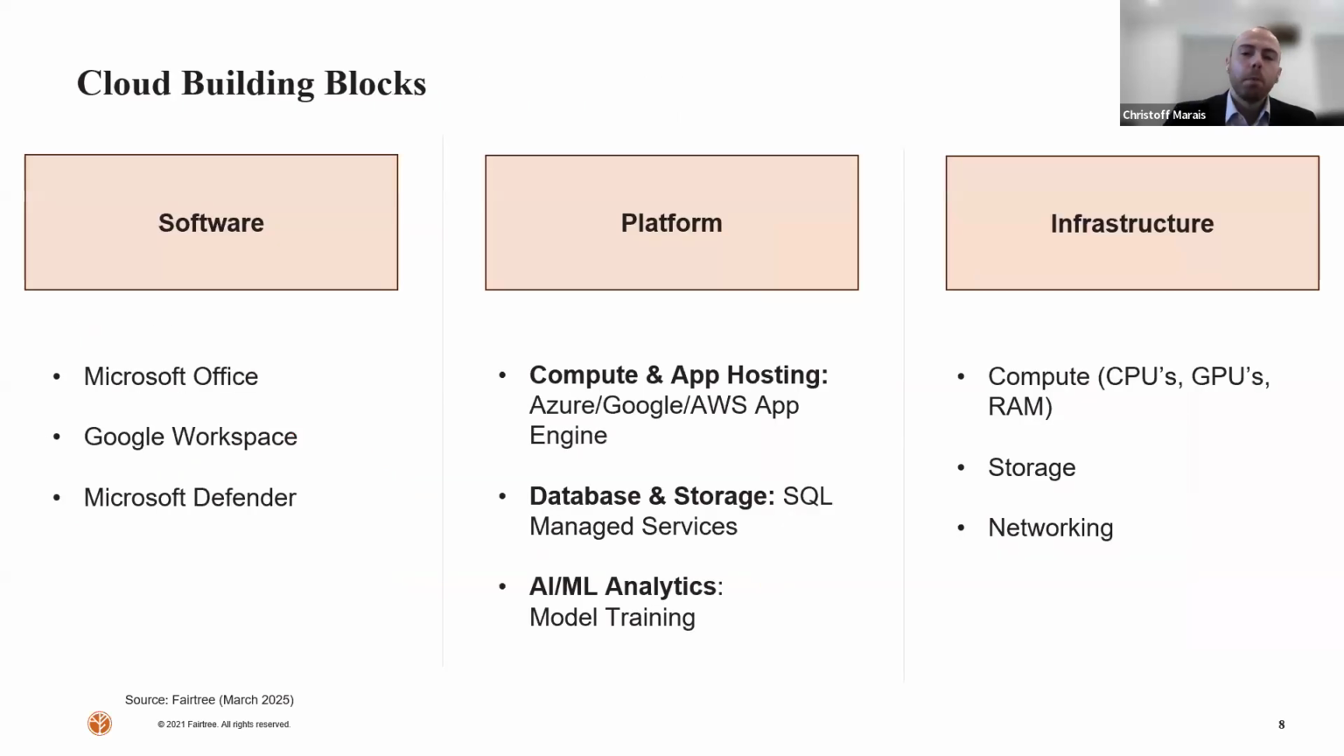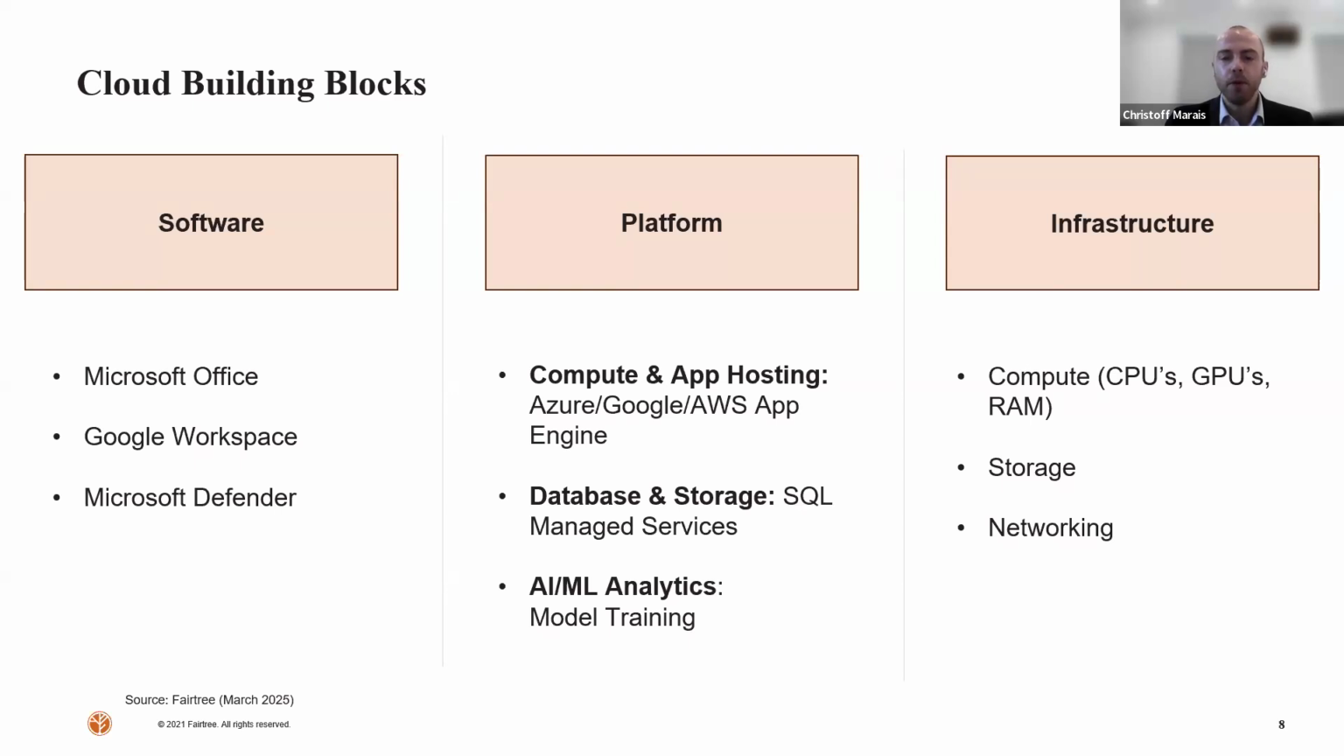So making it a bit more practical and going through some examples of what all of these building blocks comprise, starting with infrastructure. Infrastructure, as I said, the foundational layer, is compute, which is CPUs, GPUs, RAM, including storage and networking. Now the middle one, platform. As I said in the previous slide, platform as a service provides tools and environments through the cloud to build, deploy, and run applications on the internet.